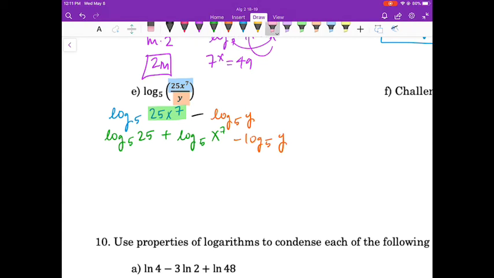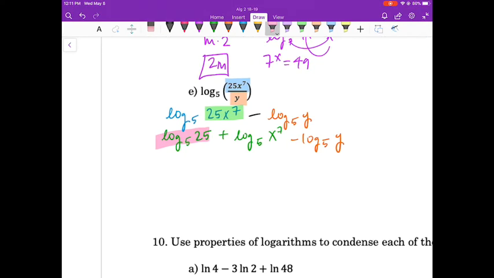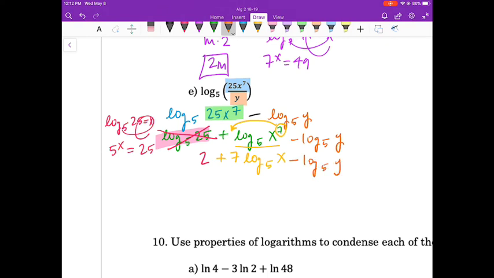Here's a couple more steps. We have the log base 5 of 25. If we were asked to evaluate that, we would log loop it. So log base 5 of 25, we don't know what it's equal to. We'll call it x. We log loop it. 5 to the x is 25. Oh, 5 squared is 25. So log base 5 of 25 is just 2. Then we've got the log of something with a power. We can move that 7 out front. So plus 7 times log base 5 of x minus log base 5 of y.